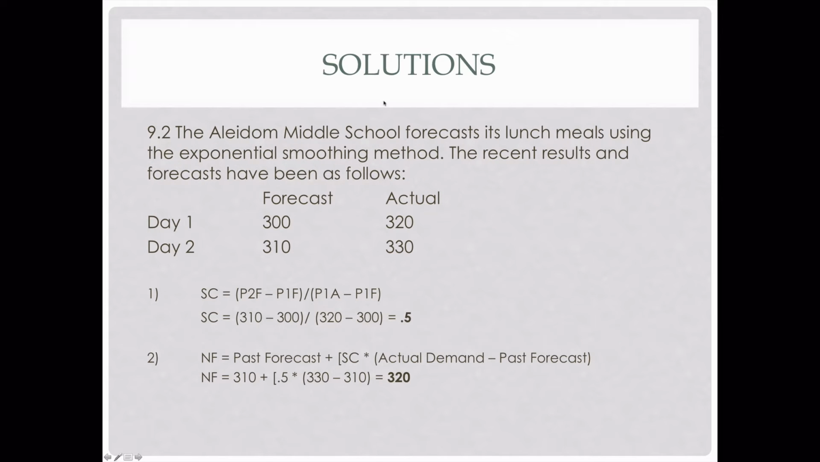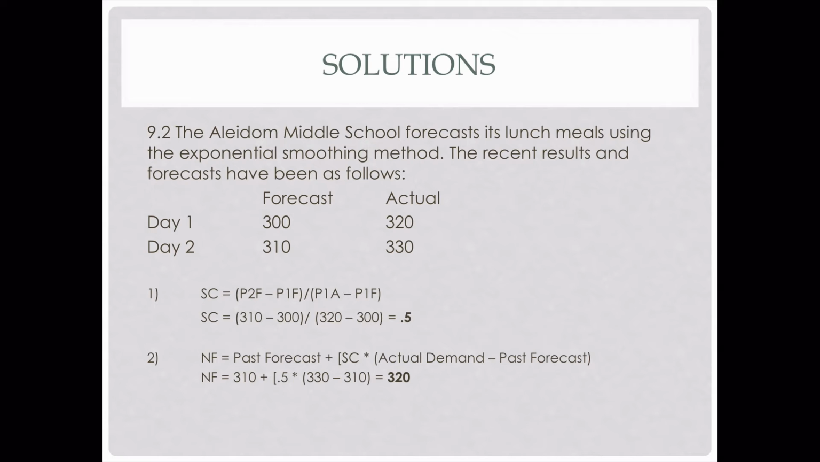Okay, for 9.2, we're using the exponential smoothing. So the first thing we need to do is calculate the smoothing constant. And I have the formula there for you. It's period 2 forecast minus period 1 forecast divided by period 1 actual minus period 1 forecast. The only real difficulty of exponential smoothing is making sure that you're using your formulas properly.